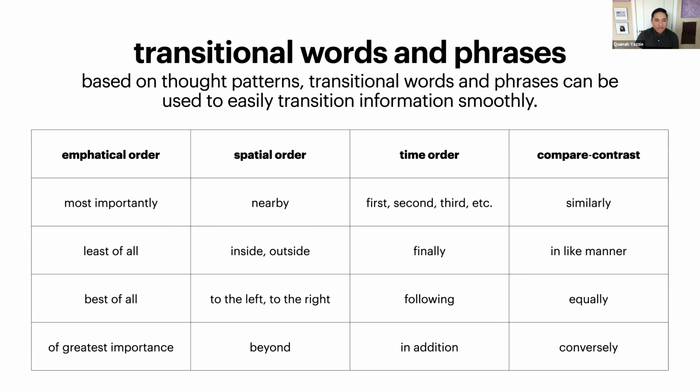Spatial order has words like nearby, inside, outside, to the left, to my right, under me, beyond me, creating that space for someone to actually see that they're there. That's an example of spatial order. And then you have time, which deals with common ones like first, second, third, finally. There are some really interesting transitional words and phrases if you look them up, but these are the most common ones that you see all the time.